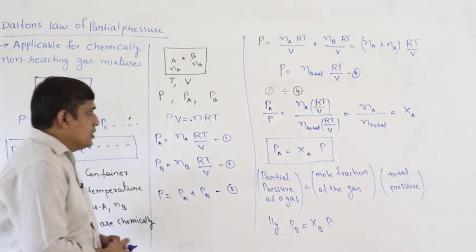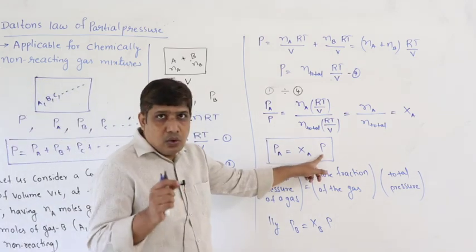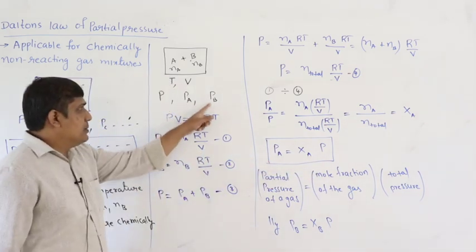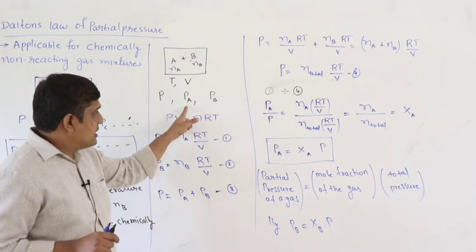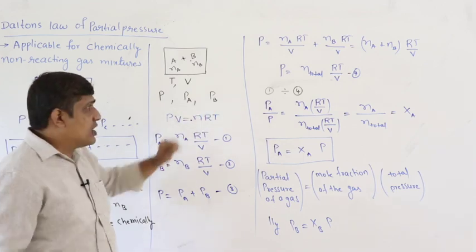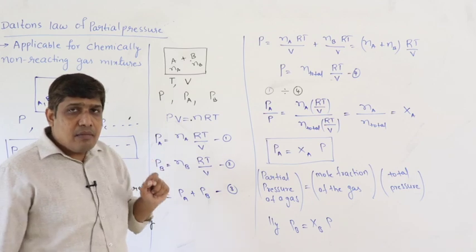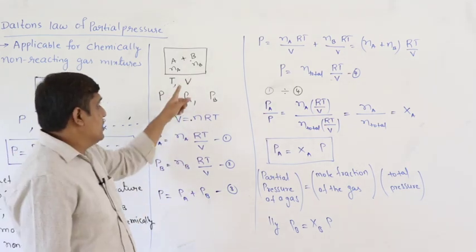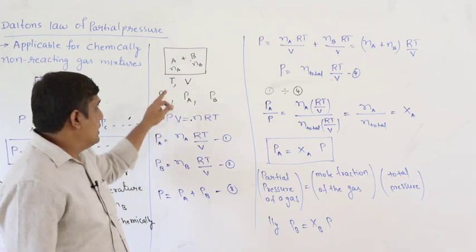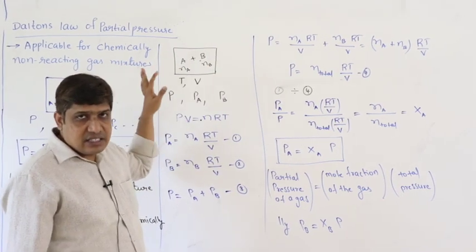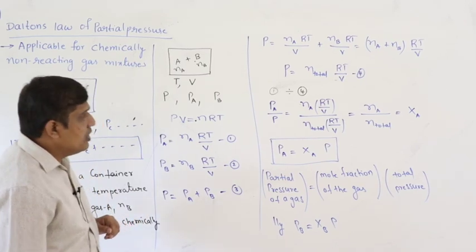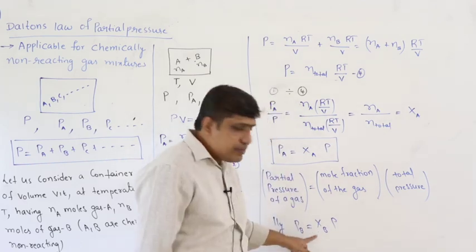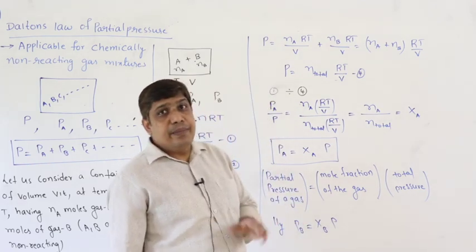So once again, P represents total pressure of the system, PA represents partial pressure of gas A, PB represents partial pressure of gas B, nA number of moles of gas A, nB number of moles of gas B, V volume of the container, T temperature at which the system is maintained. Coming to XA represents mole fraction of gas A, XB represents mole fraction of gas B.